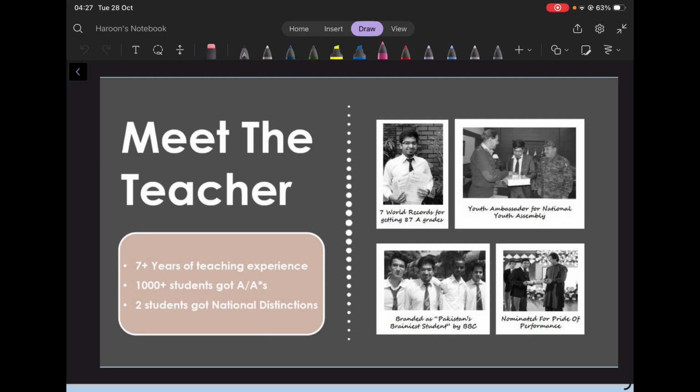So in this class, we'll be studying the first chapter of physics. You can call it measurements or physical quantities. Both are names for this first chapter, or you can also call it length and time.